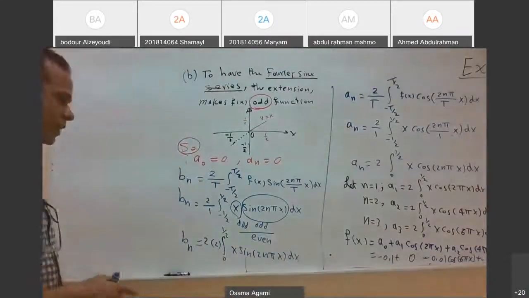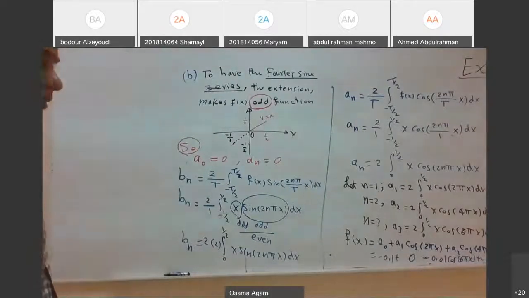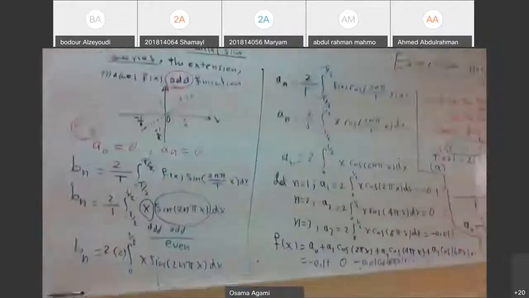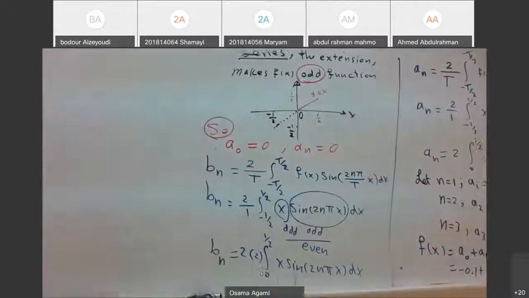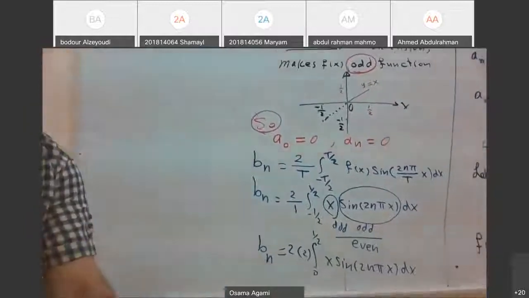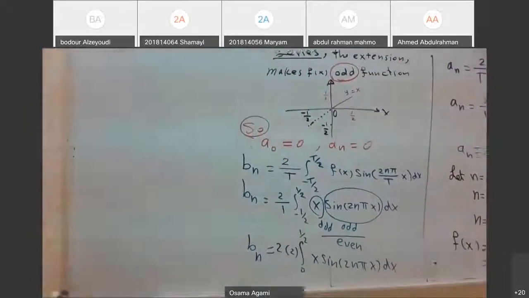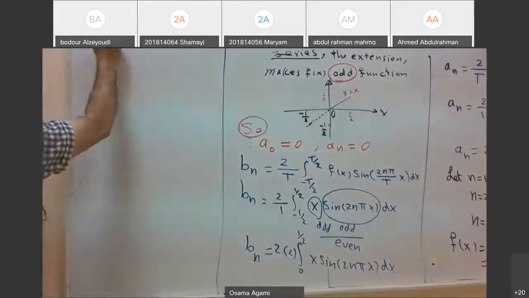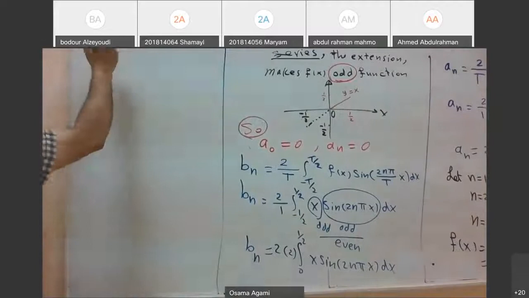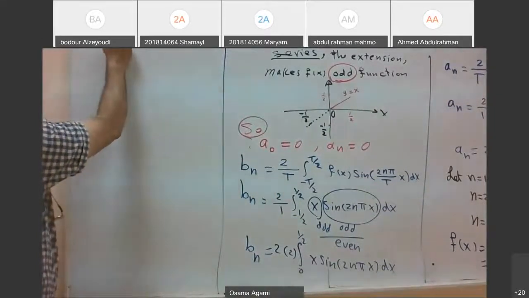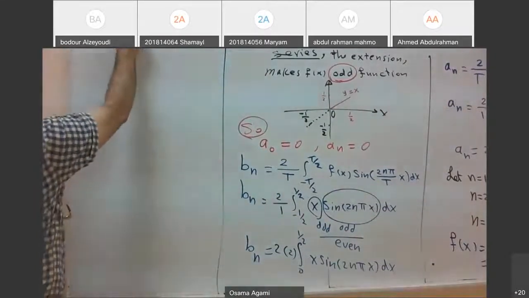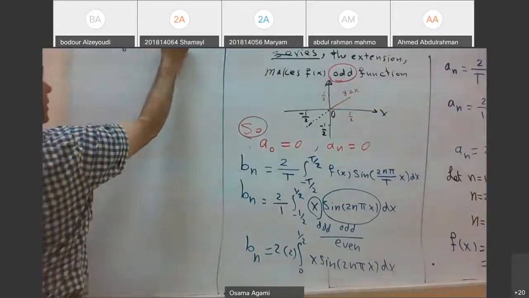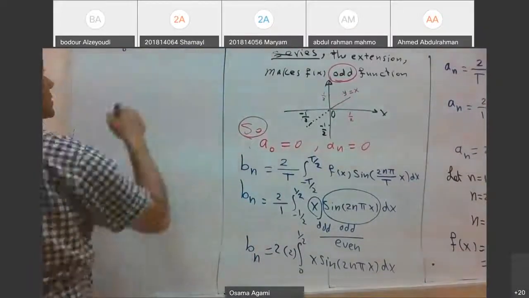Can we integrate this one by parts? Yes, we can do it by parts, instead of going one by one. If you would like to go one by one, that's fine. I'll integrate by parts this time. So I have Bn, integrating from 0 to half for x sine 2n pi x dx.